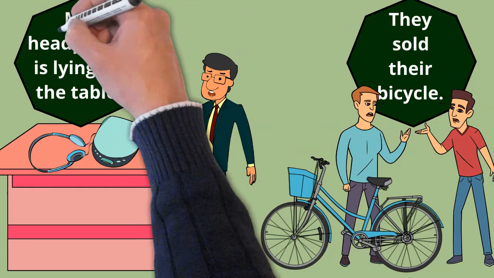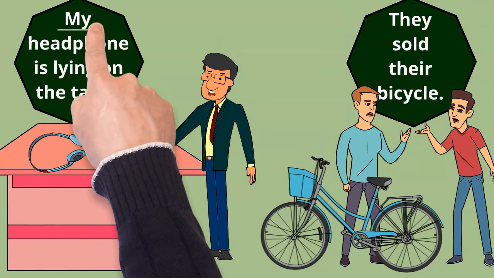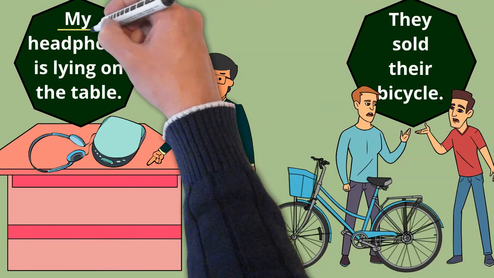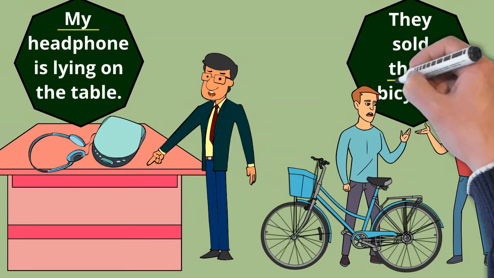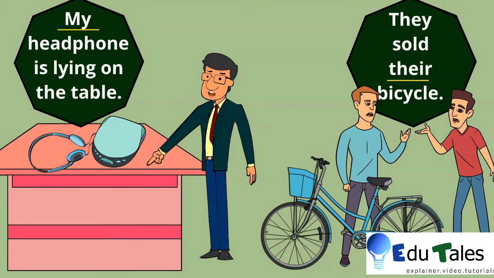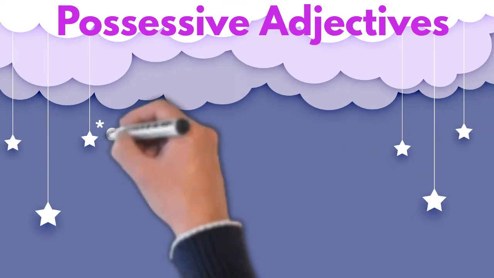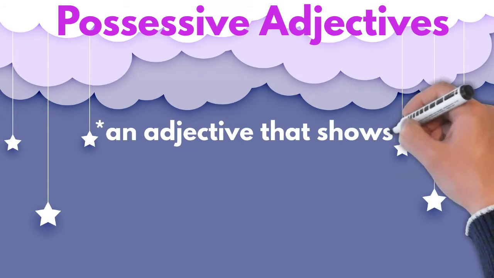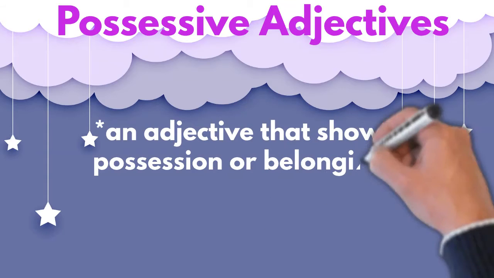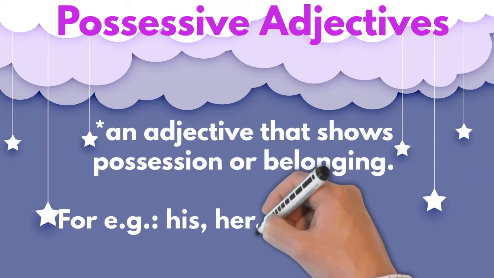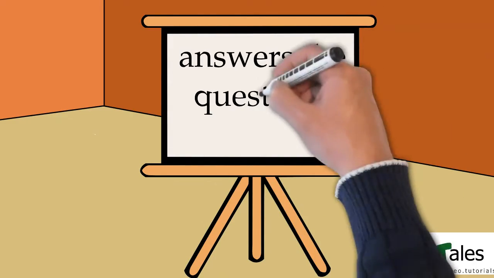My tells us that the headphone belongs to me or is possessed by me. Their bicycle means the bicycle possessed by them or belonging to them. A possessive adjective is an adjective that shows possession or belonging. Examples: his, her, our, and your. It answers the question, whose?